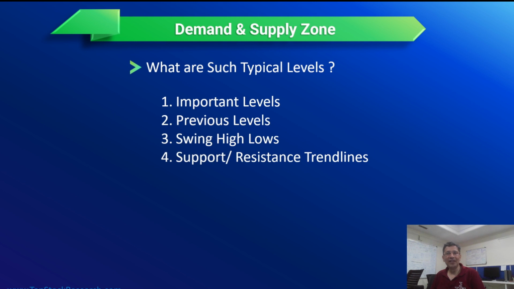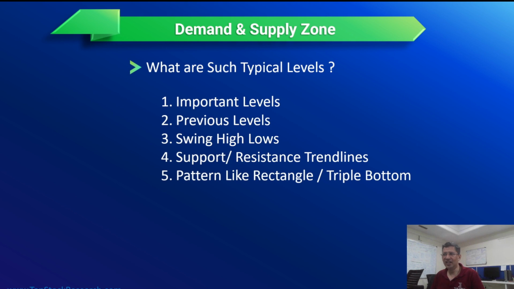Trend lines, if you're familiar with drawing trend lines, you draw a trend line and that acts as a good support and resistance level, or indirectly a good supply and demand zone. Patterns like a rectangle, channel, triple bottom, and many more patterns can again give you a good hint of where the demand and supply zone is. As we have discussed, there are multiple different ways of finding it.